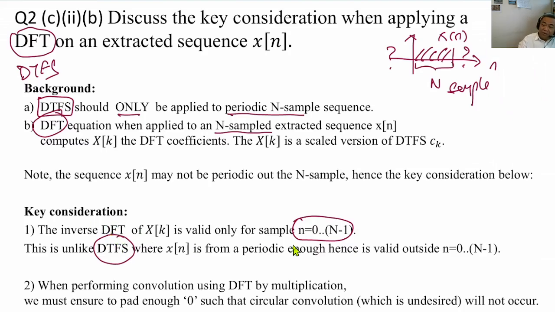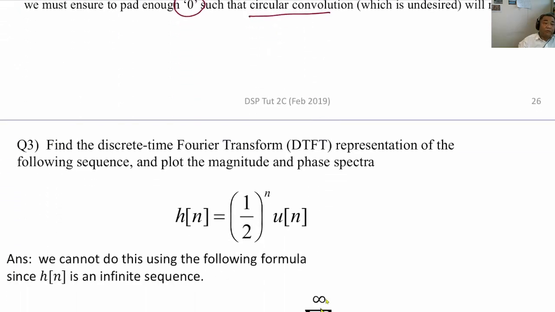For the inverse of DFT, we cannot consider the sequence outside this range. And therefore, when we are performing convolution using DFT, you will realize later on that you must pad enough zeros to overcome the problem of circular convolution. Okay? So these are the key considerations when applying DFT. Alright, with that, we are done with question 2. Thank you.